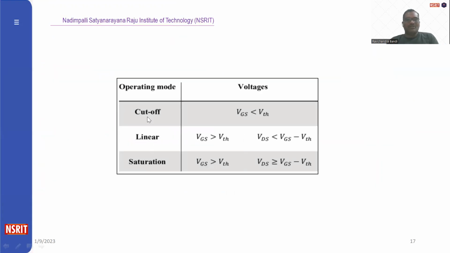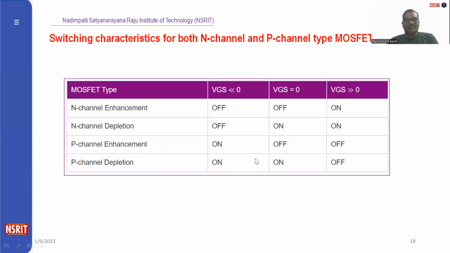Operating modes: we already saw cutoff mode, linear mode, and saturation mode. In cutoff mode, VGS is less than VTH. In linear mode, VGS is greater than VTH and VDS is less than VGS minus VTH. Saturation is VGS greater than VTH and VDS greater than or equal to VGS minus VTH.